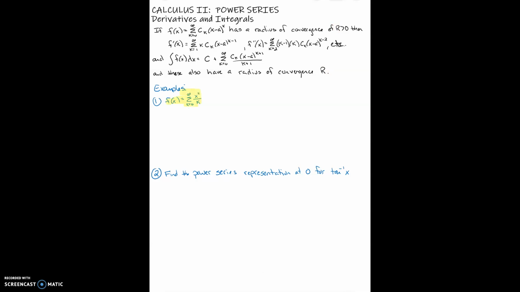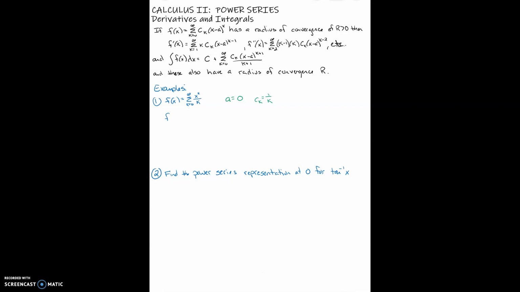Suppose we have the function f of x is equal to the sum as k goes from 0 to infinity of x to the k over k. Before we look at derivatives or integrals, let's see if we can remember what the center is. This one's centered at 0, and the coefficients have the form 1 over k. Make sure you remember those vocabulary words: the center of the power series, the coefficients of the power series.